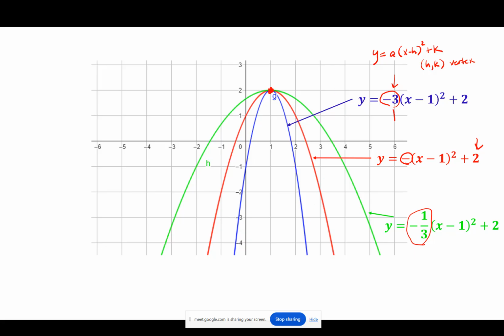If you have a number here for a whose absolute value is greater than 1, then it's going to make your parabola narrower. If the number, however, like in this green parabola, is a number whose absolute value is between 0 and 1, then your parabola is going to be wider. It's going to be fatter. All right, let's look at some examples.